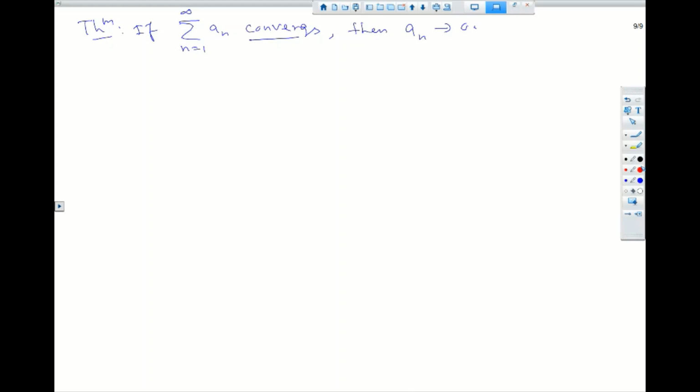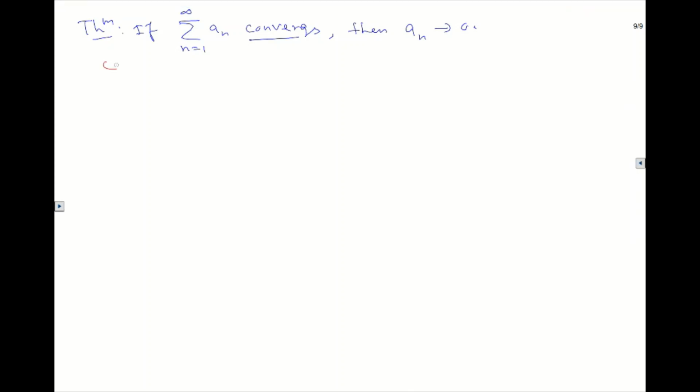This is very important. How to prove this? Let's prove this result.